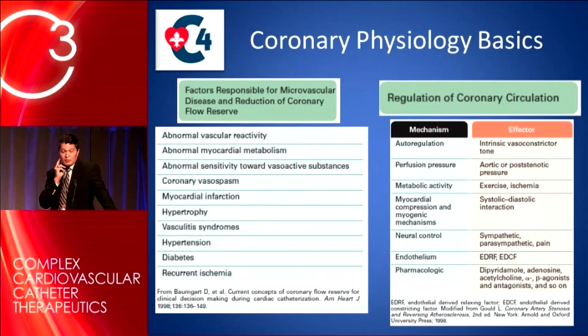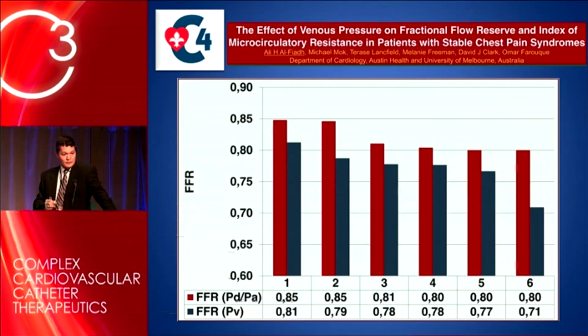We also have to think about, and the last case forces us to think about, the other things that are involved in coronary physiology. Factors responsible for microvascular disease within the coronary bed include multiple different things, including diabetes, hypertension, vasculitides, hypertrophy, previous infarction, or vasospasm, as Habib pointed out. There's regulatory considerations which make the measurement of fractional flow reserve relevant and useful in the catheterization lab.